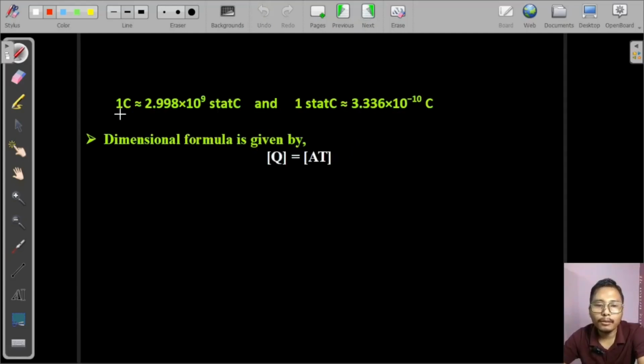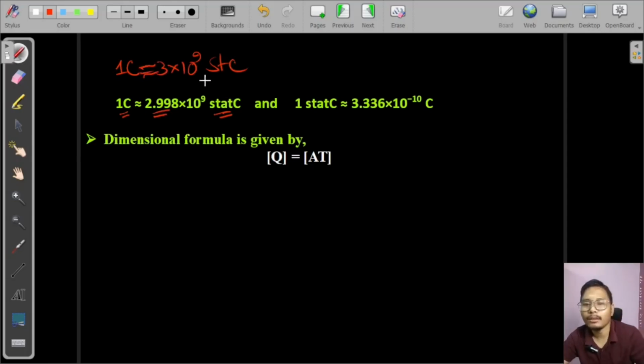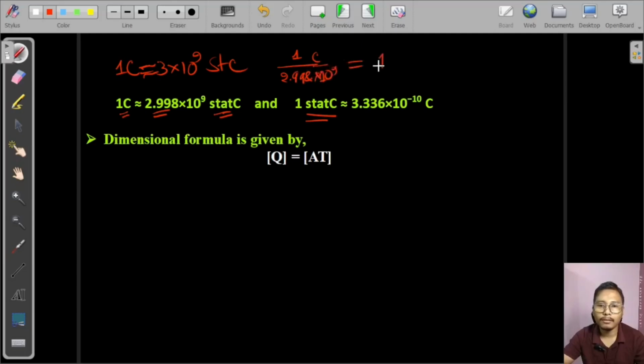The relation between the coulomb and the statcoulomb is this: 1 coulomb is equal to approximately 3 into 10 to the power 9 statcoulomb. Or inversely, you can find this value: just divide by 2.998 into 10 to the power 9. In this way, you will get the value.